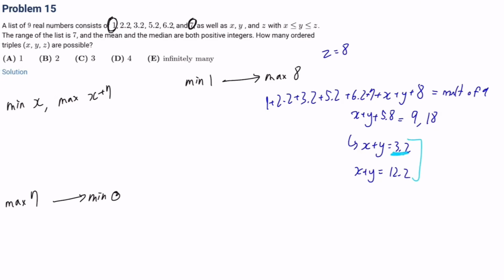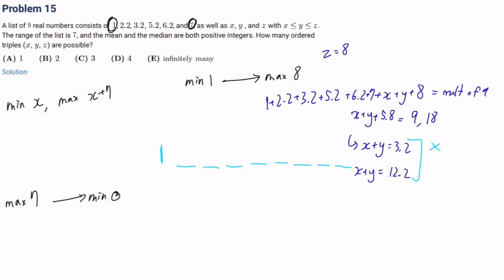Okay, if x plus y is equal to 3.2, we have 5, 6, 7, 8, 9 numbers, and minimum is 1, maximum is 8. For x plus y to be 3.2, we need the median to be one of x or y, and it can't be 3 because then the other would be 0.2, which is less than the minimum, and it can't be 2, right? Because if this was 2, then it would be 1.2, and then 2.2, which is over here, and there's no number to go in these two, so that means that this one is wrong. Let's try if x plus y is equal to 12.2.